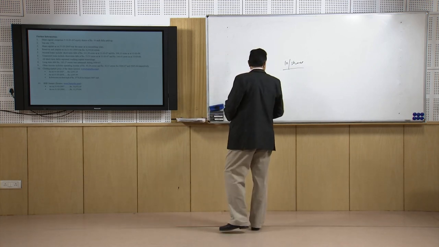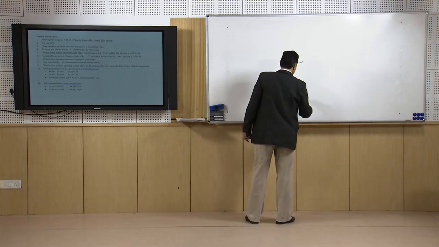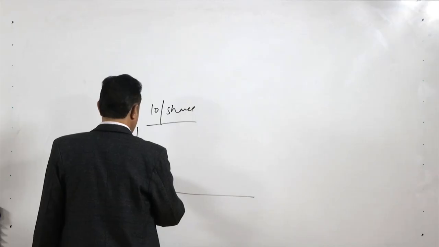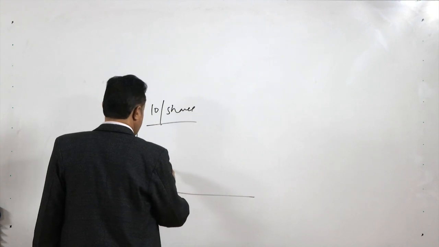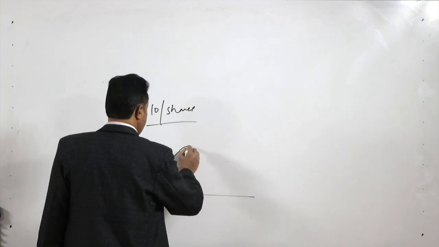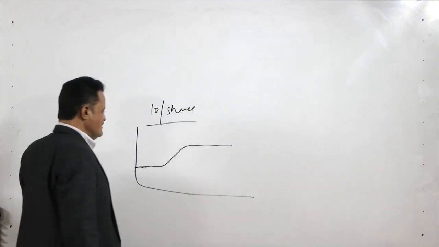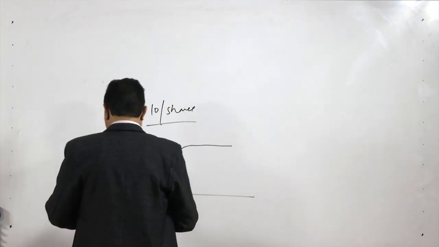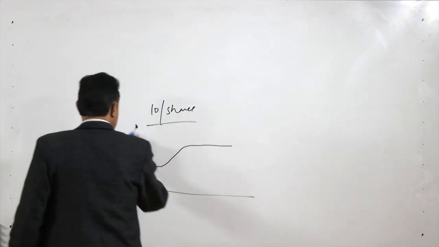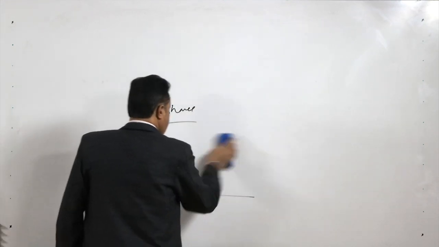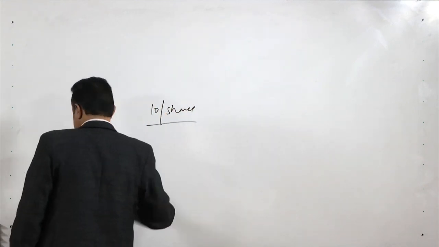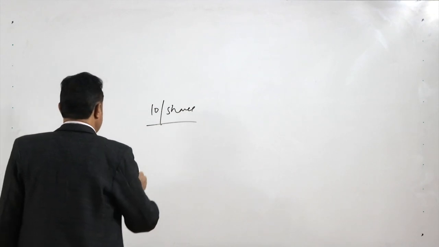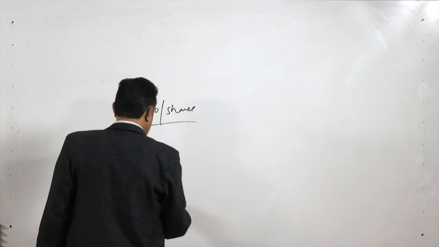If I draw a line, you can say that normally the share price sometimes moves like this, then goes up, and then it reaches the saturation level. When it is reaching the saturation level, you cannot expect much more. In the case of Grasim Industries, the share price is going up, it is increasing, but not at a very fast rate. Only 33 rupees increase we have seen in the current year.